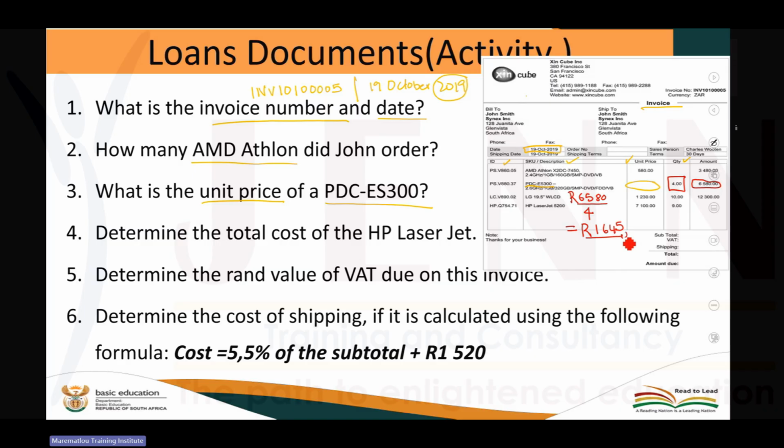1,645. It means that the PDCE 300, this DVD, it cost 1,645. Meaning that at this space, what was missing was 1,645. Because for them to get the total amount, they take the unit price, they multiply it by the quantity, and they get that. Are we right, Victor? Yes, sir.